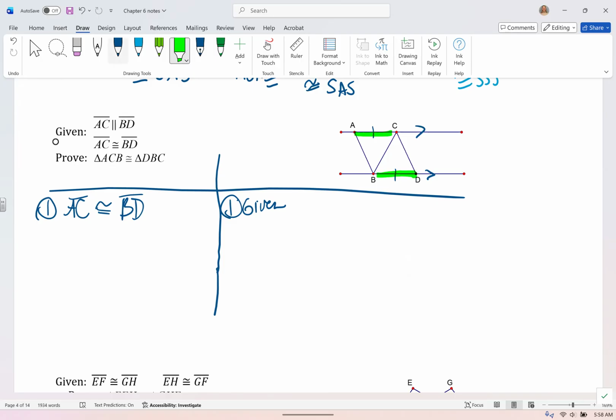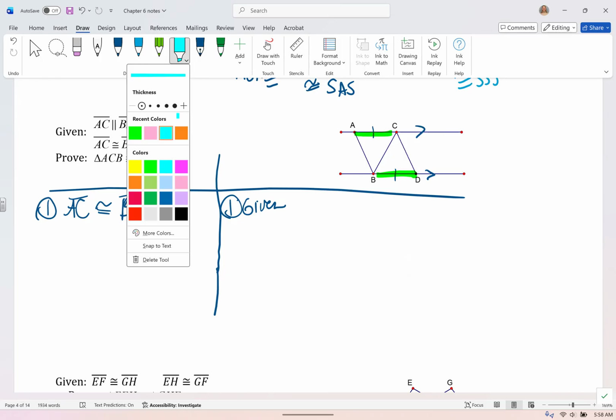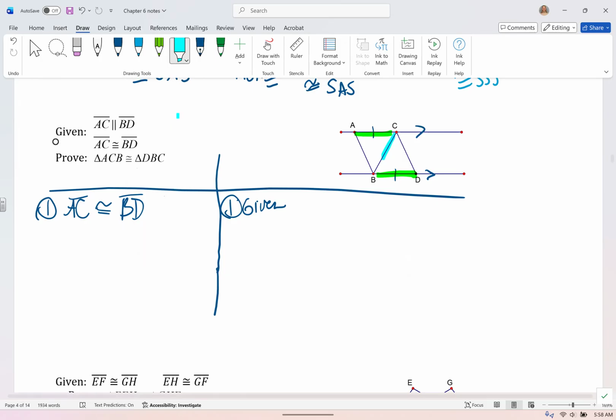The next thing we know is that you see that there's a reflexive side in between them. We're trying to show that the two triangles pictured are congruent. So we can also say that this segment here, BC, is congruent to itself.